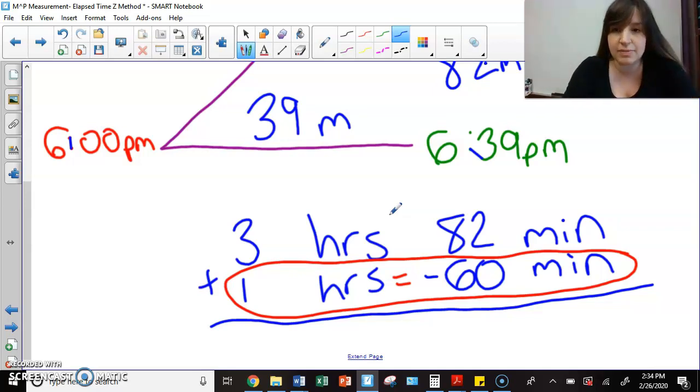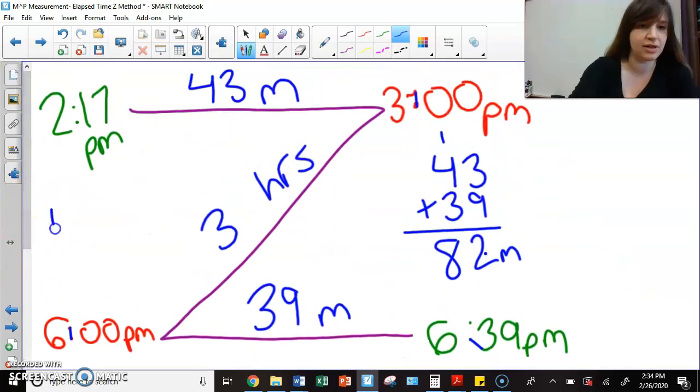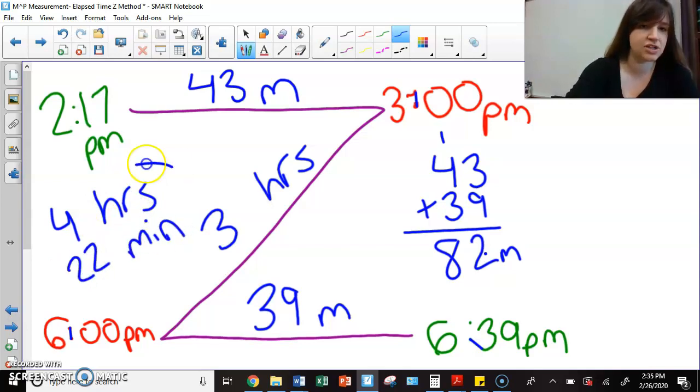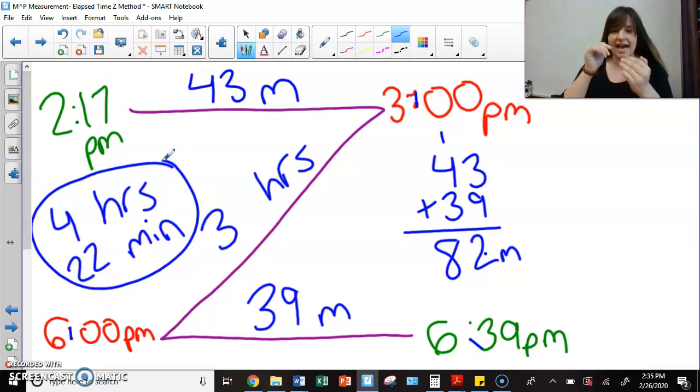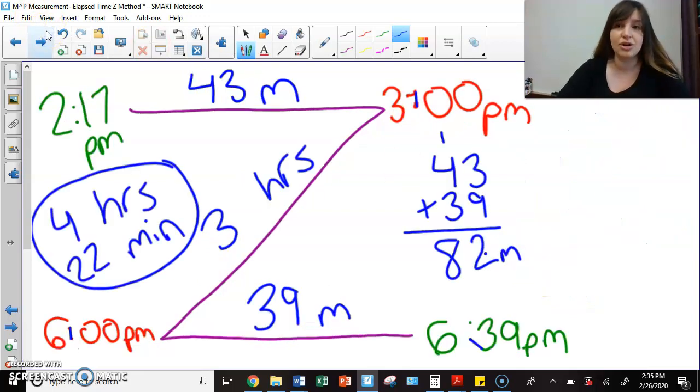So I have 82 minus 60, which is 22 minutes. And then 3 hours plus 1 hour is going to be 4 hours. So my final answer is going to be 4 hours and 22 minutes. Okay? So sometimes you'll need to do that extra step if your minutes add up to be larger than 60. If they don't, like in the previous problem, if they add up to an amount smaller than 60, then you're good. But if they add up to an amount larger than 60, then that's bigger than an hour, and we need to transfer those minutes over to the hours.